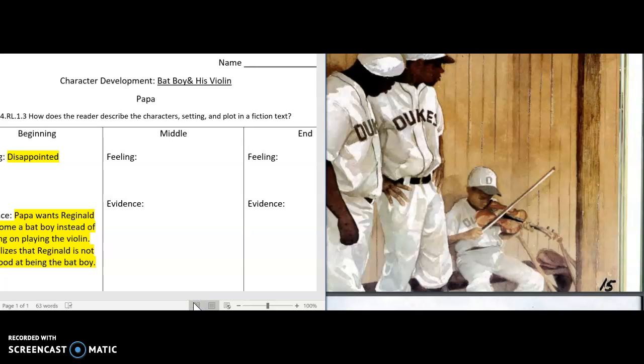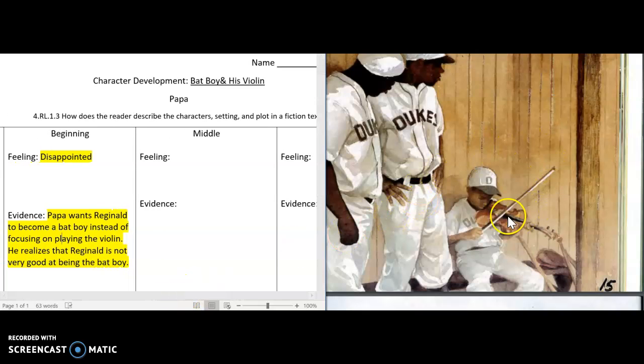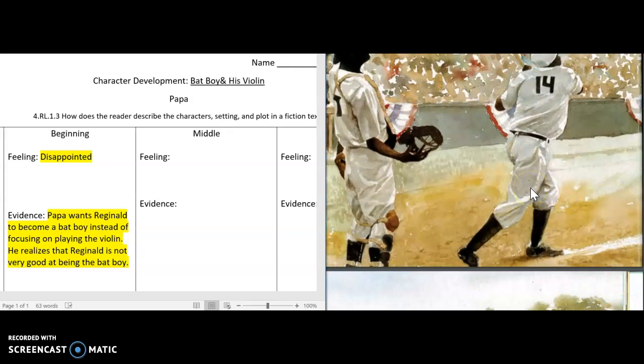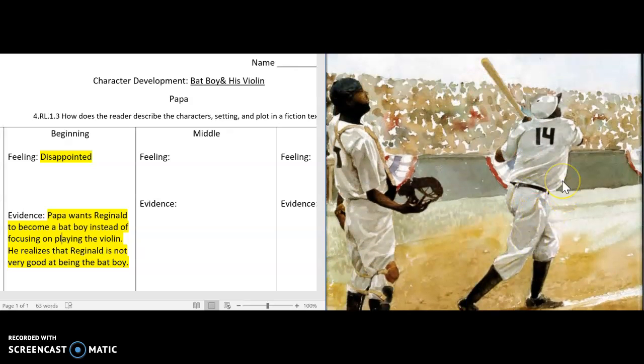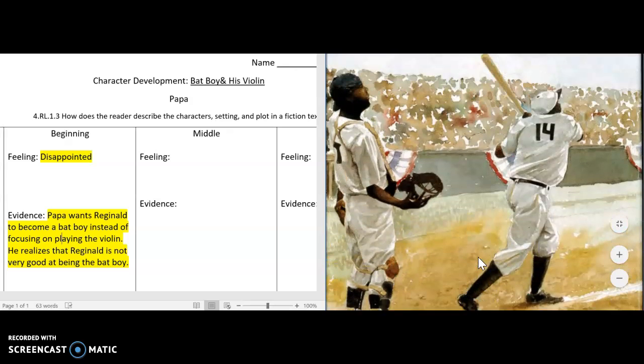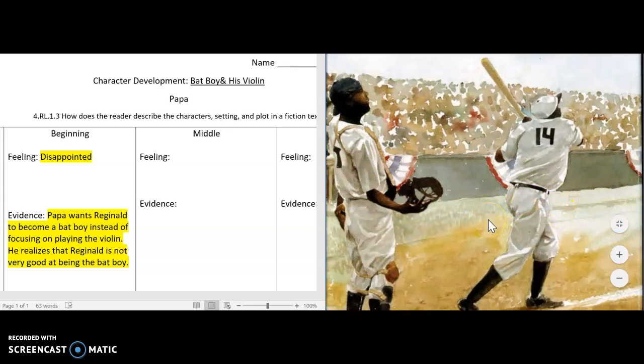So now we're kind of getting into the middle of the story here. So things kind of change though. Reginald starts playing the violin, and you might recall Mr. LaRue. I've got to look back in the text for a moment to see what this character's name was. I know he steps up to bat. He's nervous, and then he hears Reginald playing. It kind of calms him down. He even smiles. And he actually hits the ball right out of the park. He scores a home run.